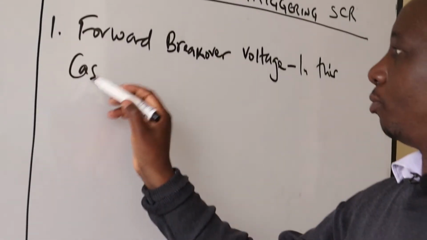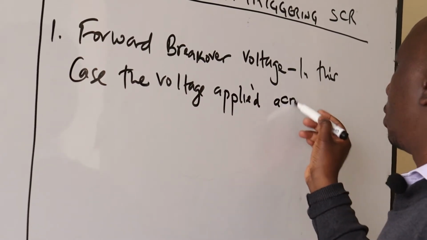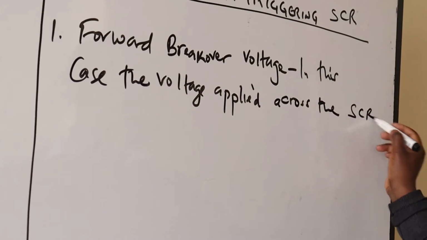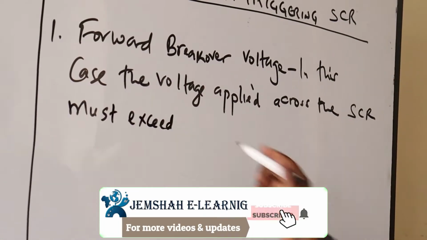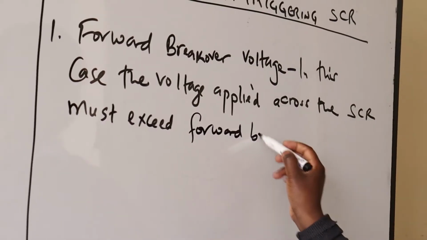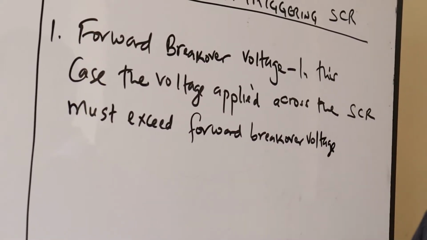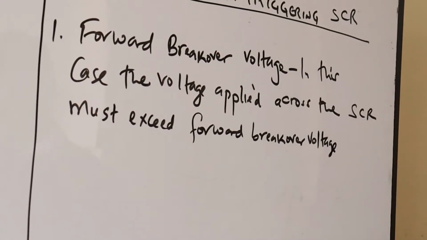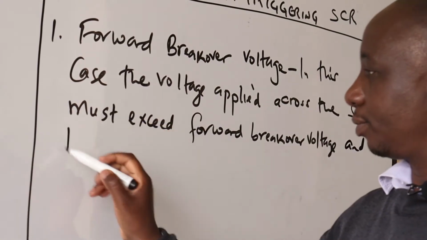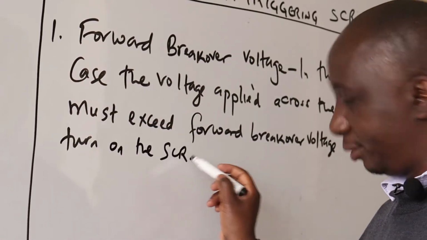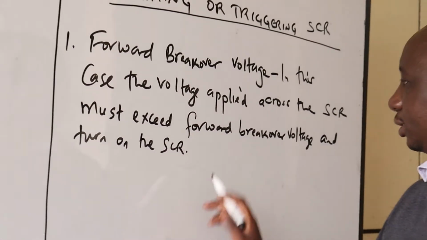In this case, the voltage applied across the SCR must exceed the forward breakover voltage and turn on the SCR.